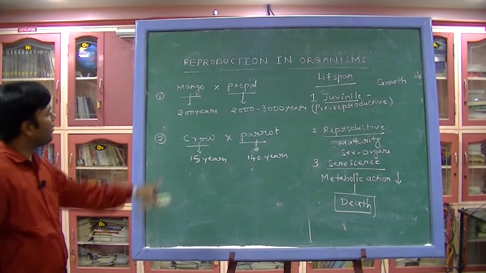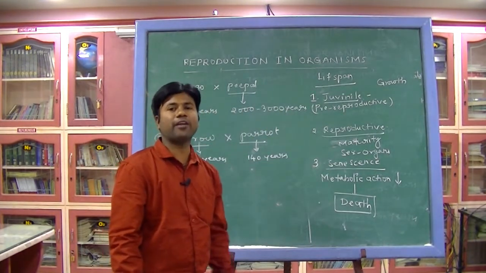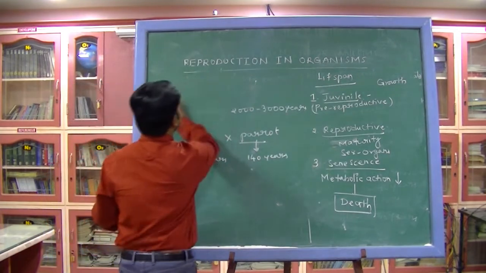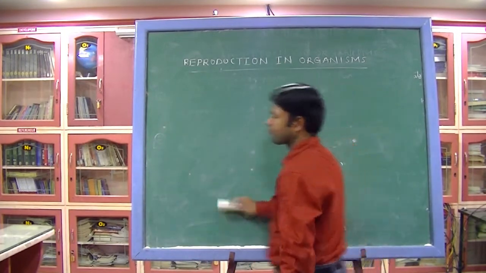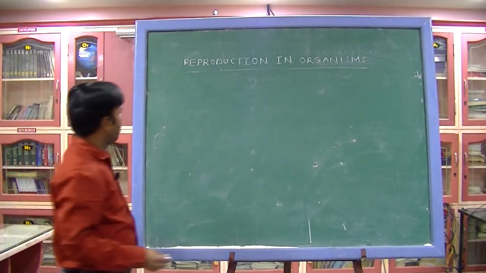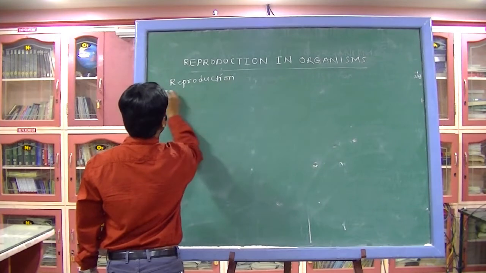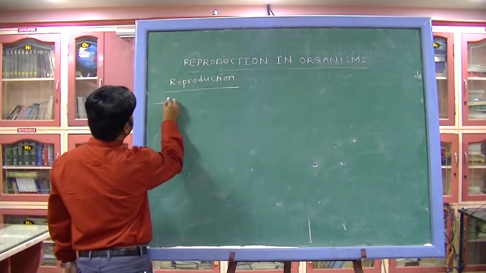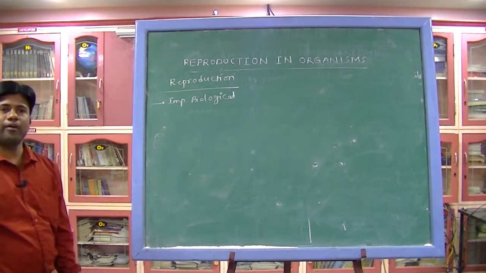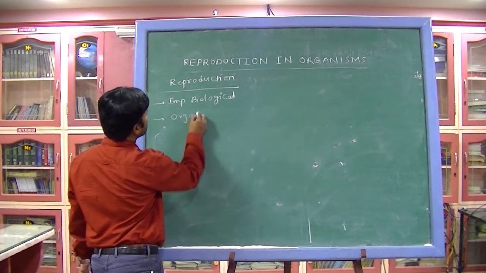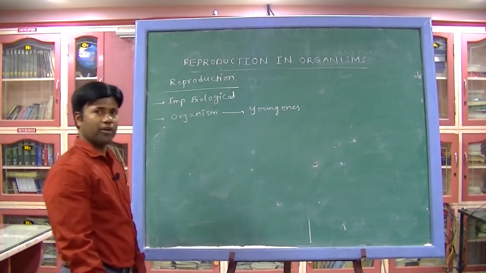So we have now seen different lifespans, as well as the correlation with the lifespan and the phases of the lifespan. Now let us see about reproduction. Yes, reproduction is an important biological process. An organism produces young ones.